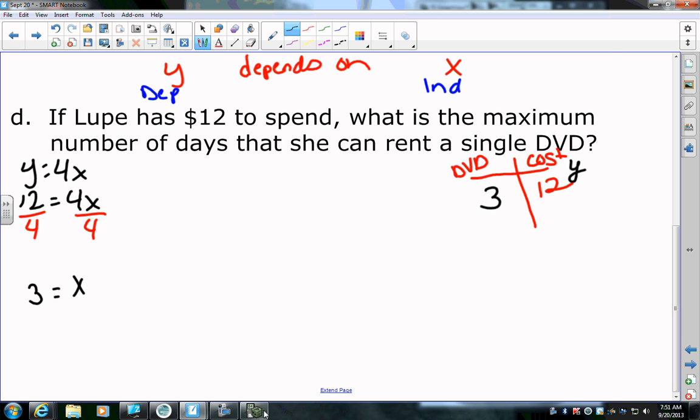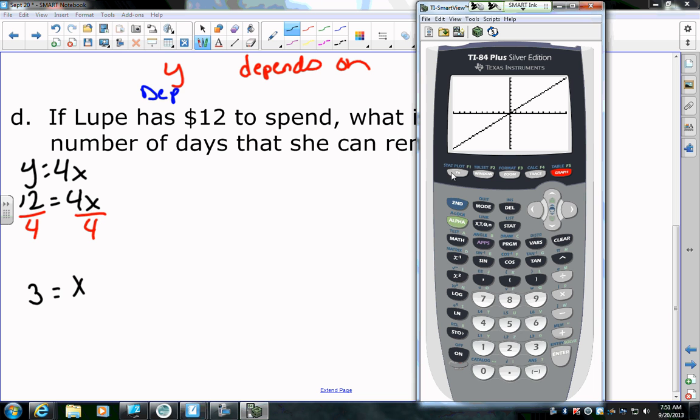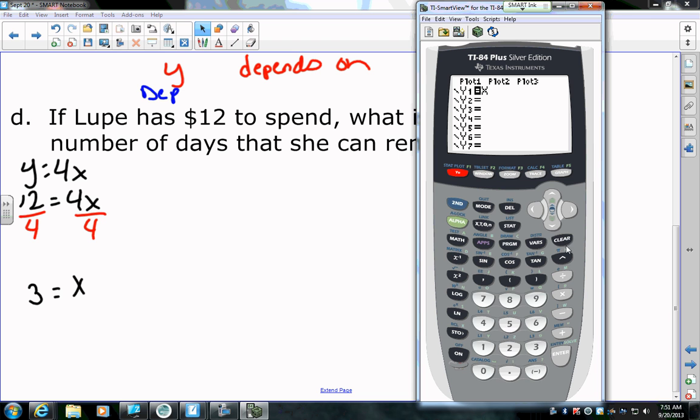I can also look it up in the calculator by going into Y equals. Hold on. Go to Y equals, delete that. There we go. Put in there 4X and press second graph. I'm going to look and see where Y is 12. And there it is. And it has 3. I can find my answer there as well.